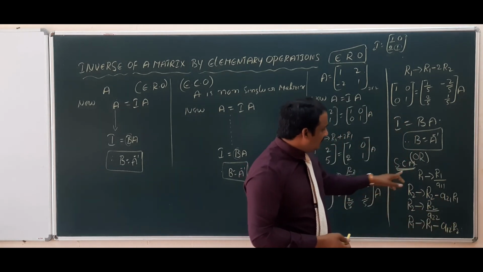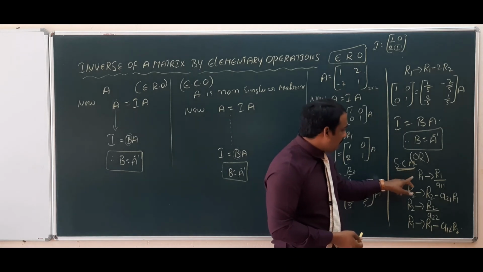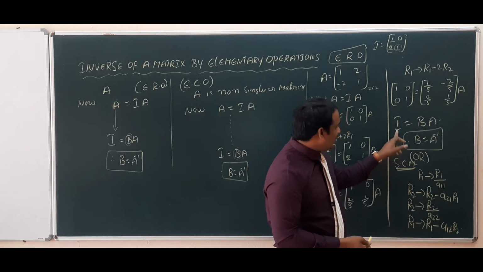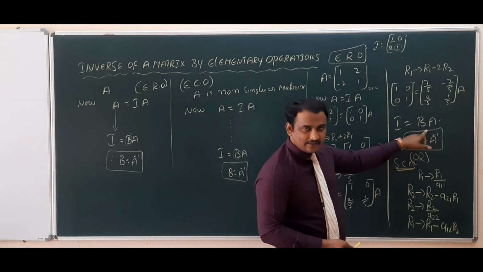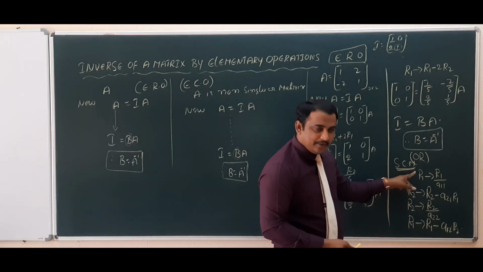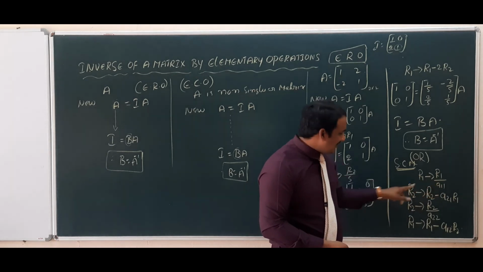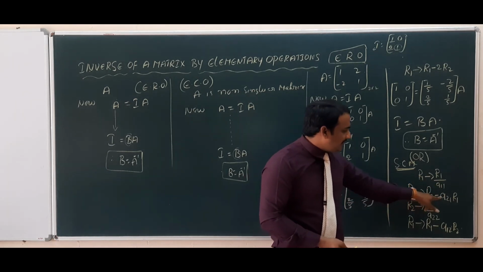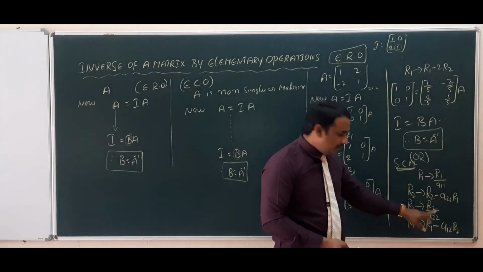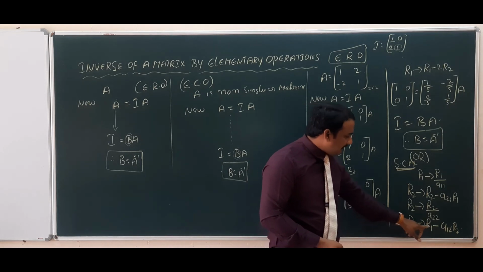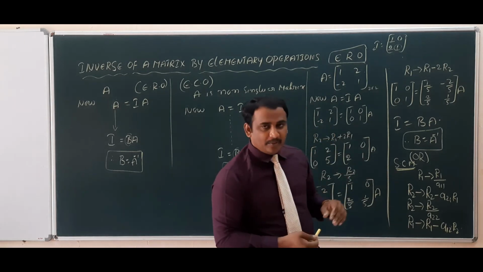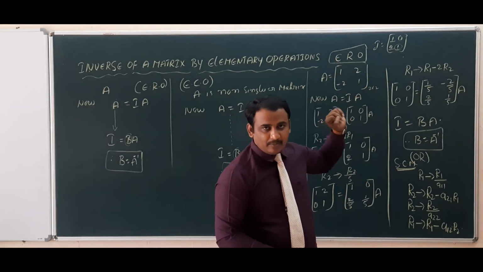Dear students, this is the elementary row operation shortcut method. If you use these 4 steps on any problem, you will get I equal to BA as the final answer. You can try any problem using these 4 steps. Step 1, R1 implies R1 by A11. Step 2, R2 implies R2 minus A21 R1. Step 3, R2 implies R2 by A22. Step 4, R1 implies R1 minus A12 R2. Using these 4 steps, you can complete any elementary row operation problem.